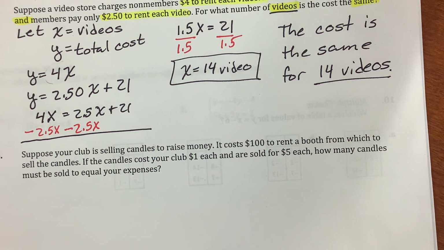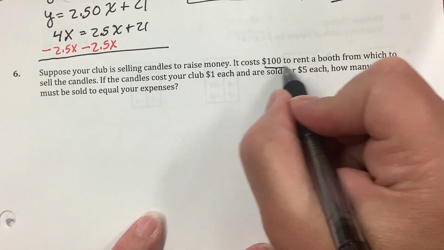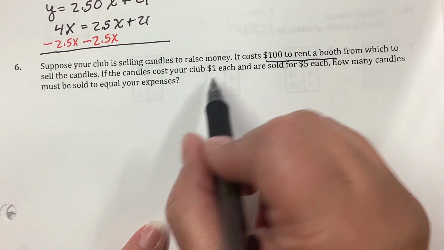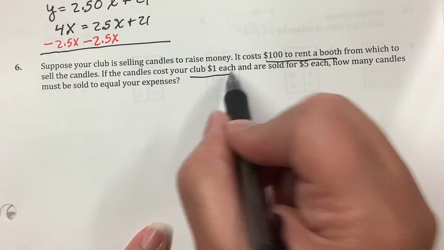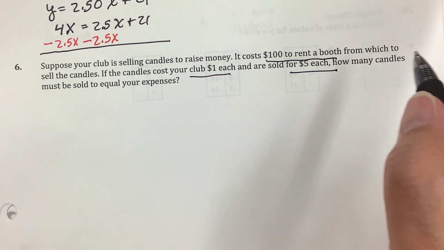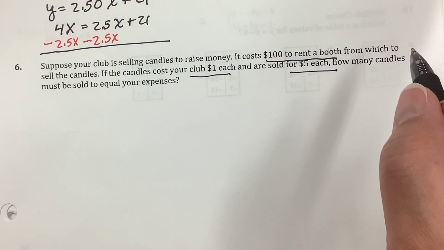All right, last problem. This is good. Suppose your club is selling candles to raise money. It costs $100 to rent a booth to sell the candles. If the candles cost the club $1 each and are sold for $5 each, how many candles must be sold to equal your expenses? Oh, wow, that's a lot of work.